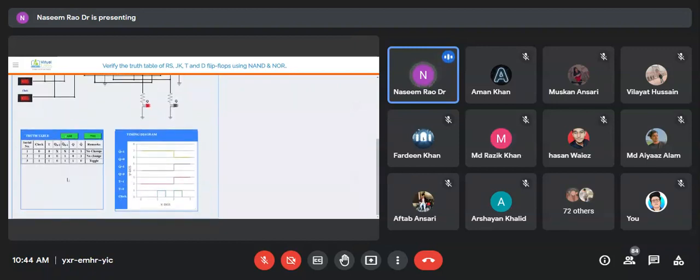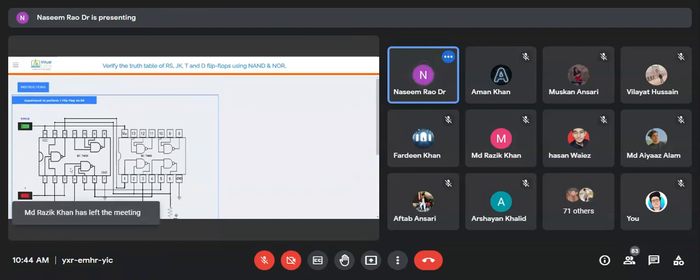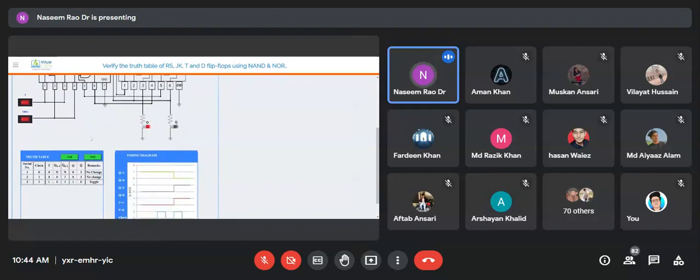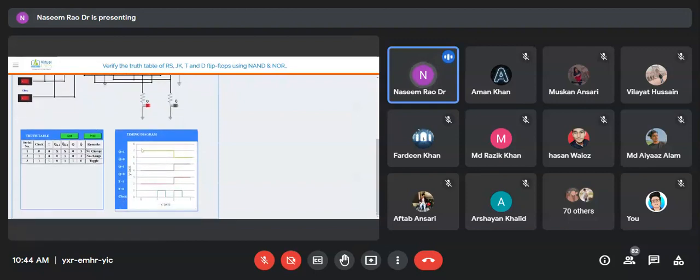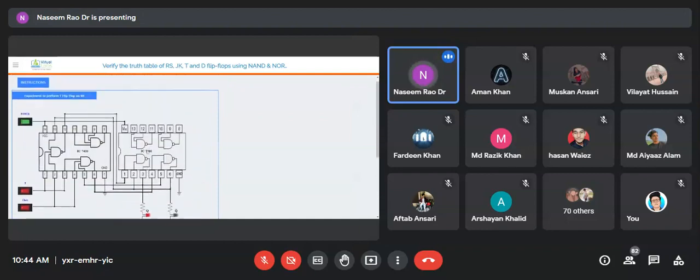So these are the 4 types of RS, JK, T and D flip-flop using NAND and NOR gate. Through this we have simulated this one, and this is the truth table of this, and the timing diagram also is completed. Okay.